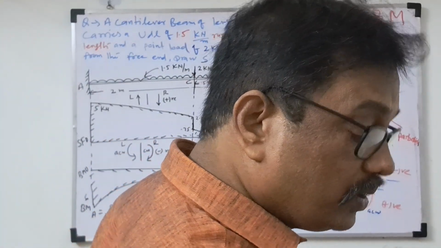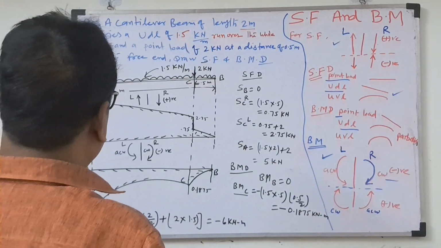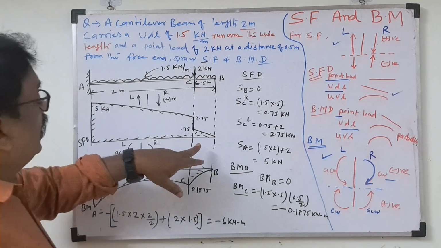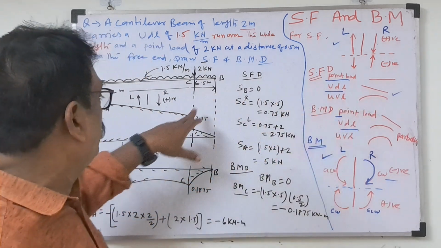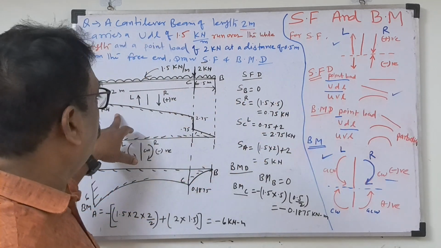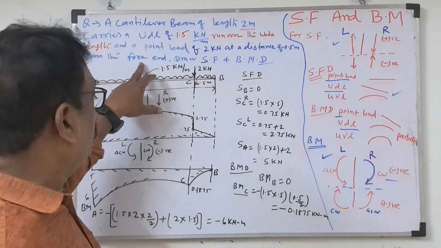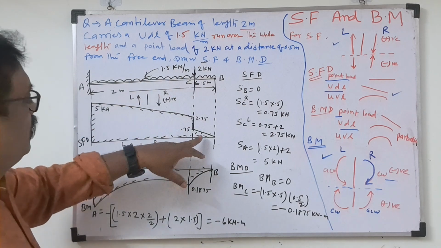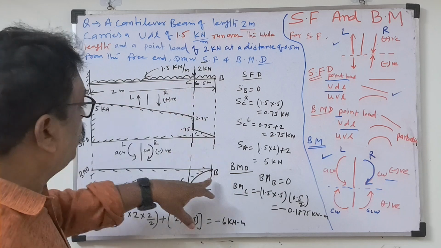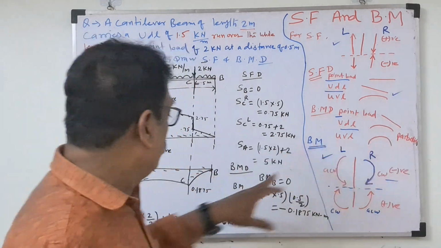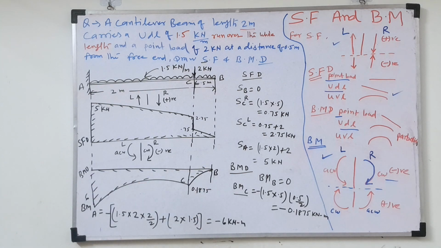So we'll check it once. What we are observing here, two things you have to remember: how to draw the lines. For shear force, UDL gives an inclined line. For UVL it will be a parabola, but here only UDL is there. So the shear force has an inclined line, and for UDL the bending moment diagram is a parabola, a second degree curve. So this way we can calculate the shear force and bending moment diagrams.